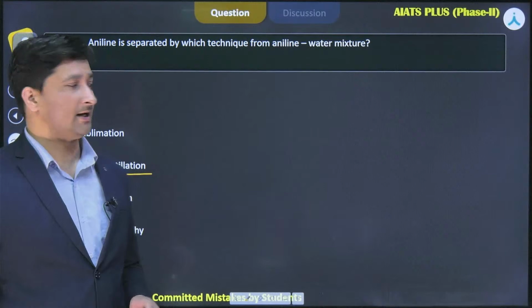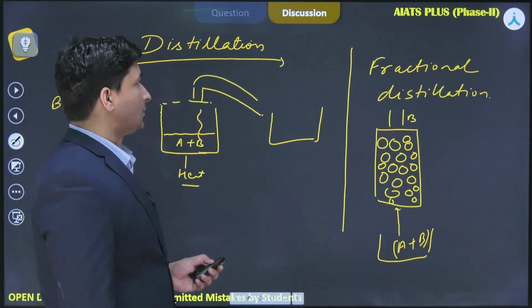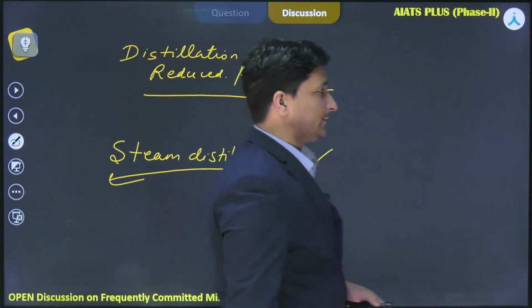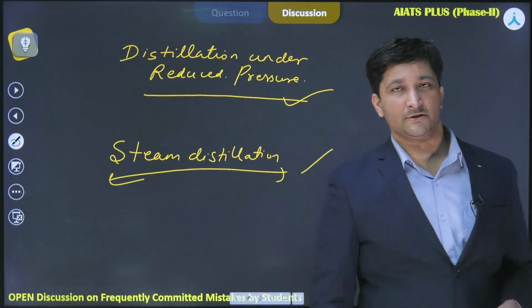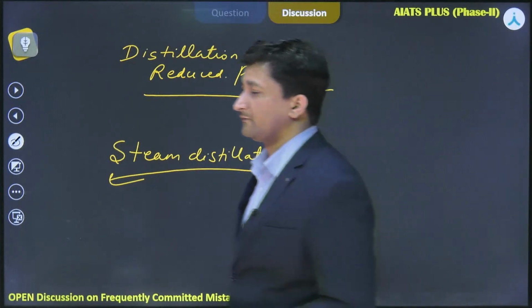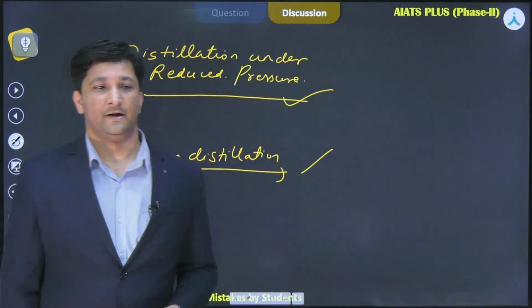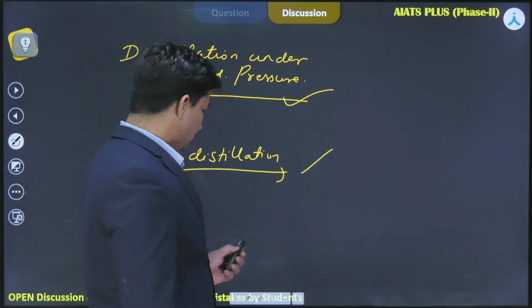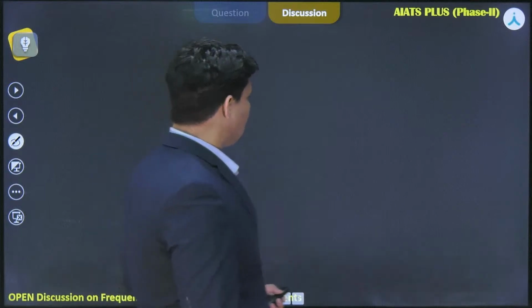Yes, glycerol is an example for distillation under reduced pressure. And again, one of the students had given the example of orthonitrophenol, paranitrophenol. Yes, they also can be separated by steam distillation. Okay, so these were the questions which were from these 3 parts.